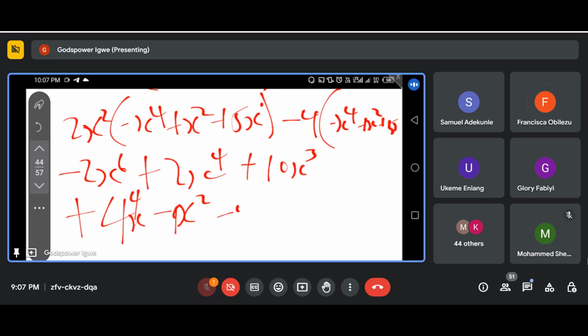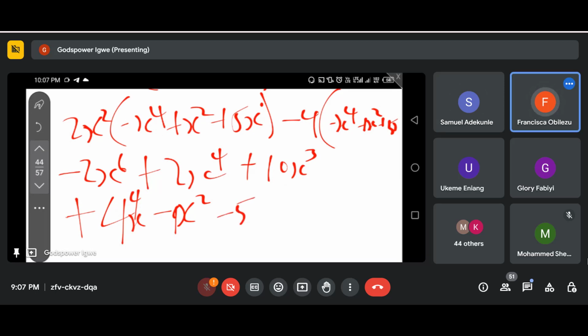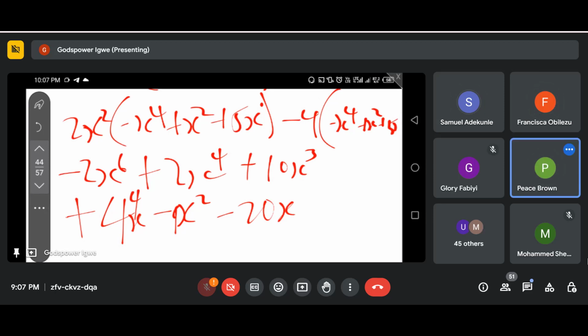And this other one is minus x raised to power 2, minus 20x. Minus 4x squared, I think it's supposed to be minus 4x squared, minus 20x.